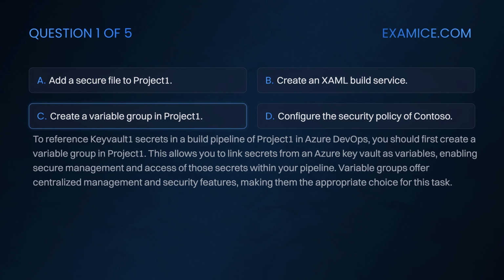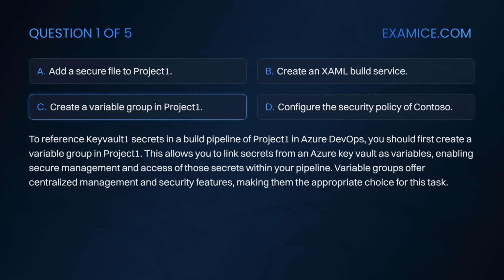To reference Key Vault 1's secrets in a build pipeline of Project 1 in Azure DevOps, you should first create a variable group in Project 1. This allows you to link secrets from an Azure Key Vault as variables, enabling secure management and access of those secrets within your pipeline. Variable groups offer centralized management and security features, making them the appropriate choice for this task.